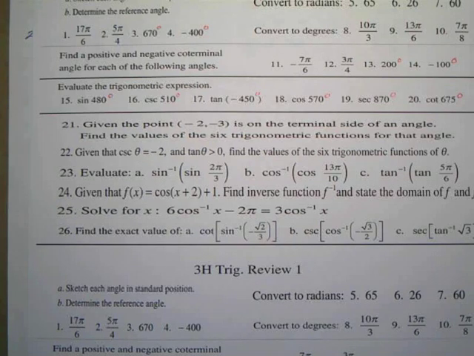All right, number 23 for the trig review, and we've got three parts, A, B, and C, on these. We want to find the sine inverse of the sine of 2 pi over 3. So you have to have a little bit of insight into your inverse functions.